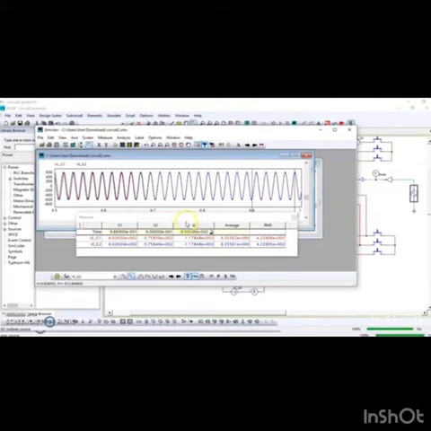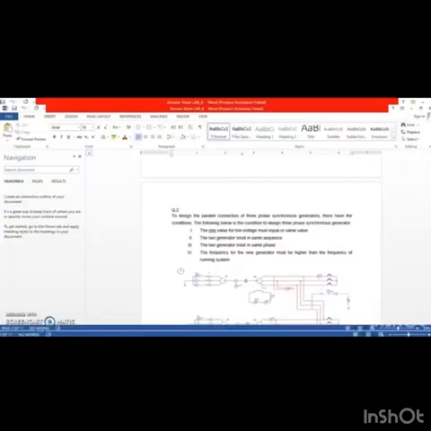When time taken is 0.7 second, both generators, G1 and G2, are operating in parallel. The RMS value for both generators are the same, which is 483.9.